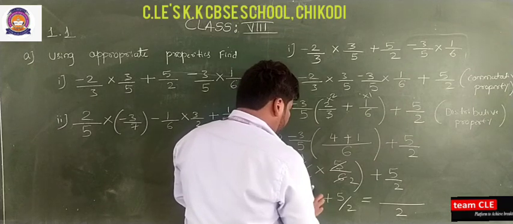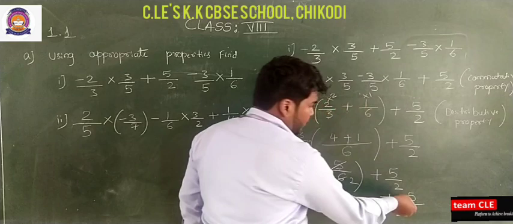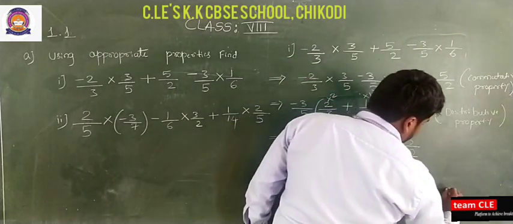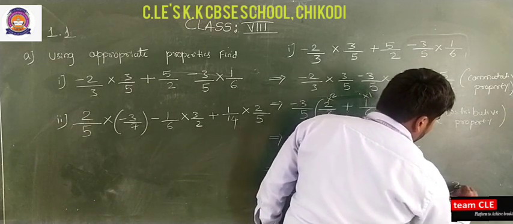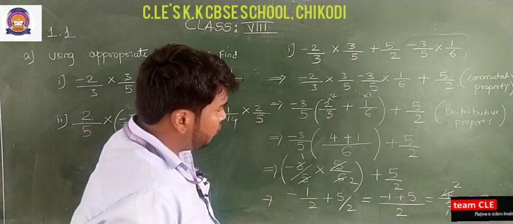Again, you can write this as minus 1 plus 5. Minus 1 plus 5. So 5 minus 1 is equal to 4. By seeing the greater number sign, we give 4 by 2. 2 ones are 2, 2 twos are 4. So your answer is 2. Okay. So I hope you understood this problem.